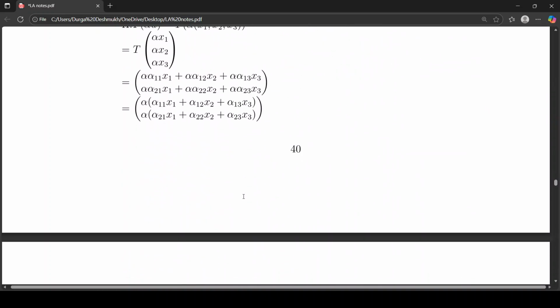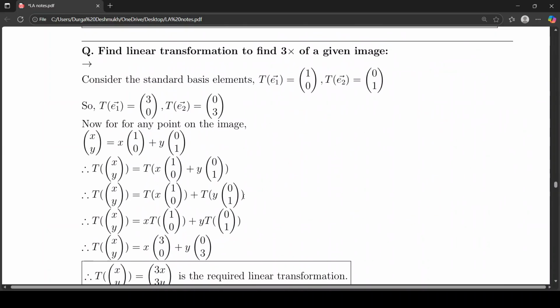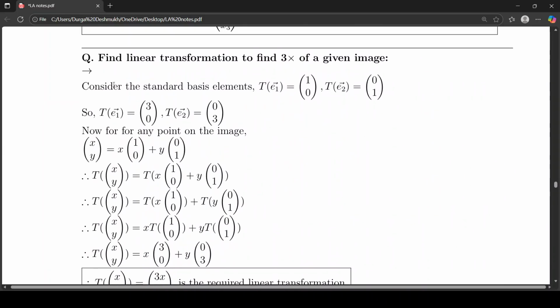Now moving further, this is another type of question that could be asked. It is to find a linear transformation which gives 3x of a given image. Like we can zoom the given image 3 times. To find this, we will consider the standard basis elements. Since we are discussing R2 right now, we will consider basis elements (1, 0) and (0, 1). Their transformations will be (3, 0) and (0, 3) respectively.